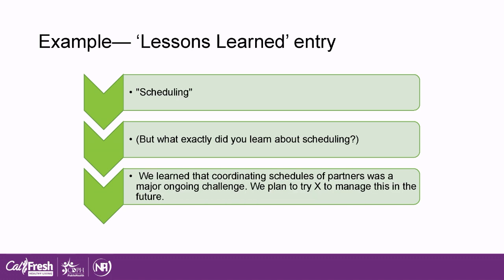In this example, someone has inputted the word scheduling as their response to the lessons learned section. It's a great start that this person has decided to make an entry, but it's unclear to us what this means. A better entry might say, "We learned that coordinating schedules of partners was a major ongoing challenge. We plan to try X to manage this in the future." This entry is composed of complete sentences and gives us enough information to understand what was learned. It's still brief, but much more powerful.